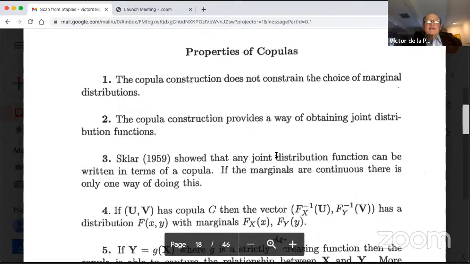Okay, as I mentioned, Sklar, motivated by a comment of Frechet, showed that joint distribution functions can be written in terms of a copula if the marginals are continuous, and if the marginals are continuous, there is only one way of doing this. So there's only one way of getting a copula.